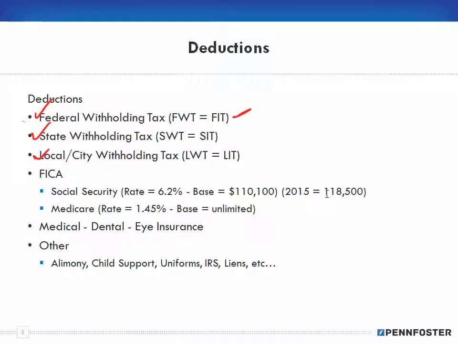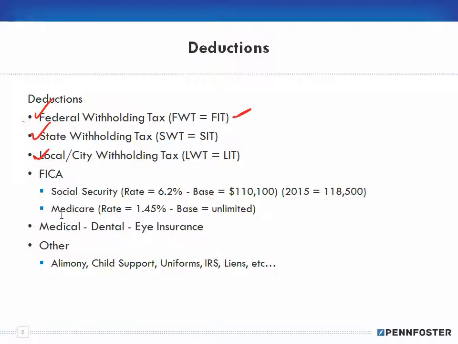If you actually look at the tables for the year 2015, the base is actually $118,500. Okay, and for Medicare, the rate is 1.45%, and the base is unlimited. For 2015, the base is still unlimited.